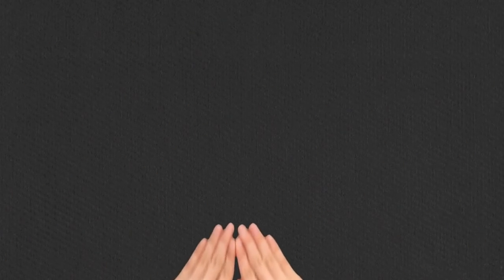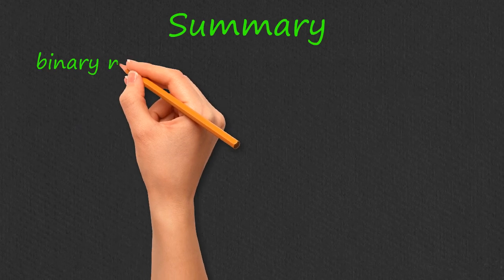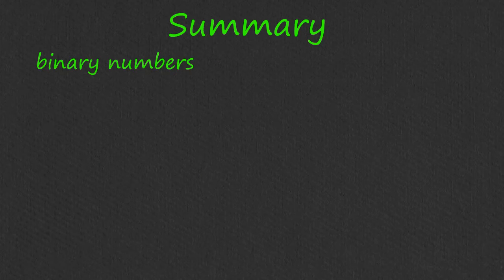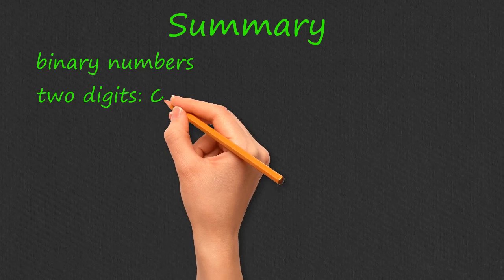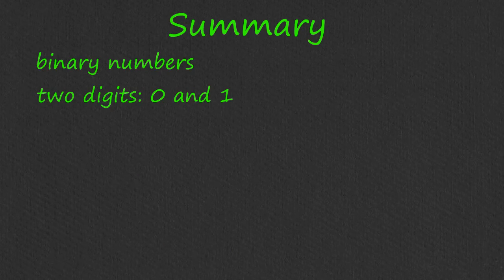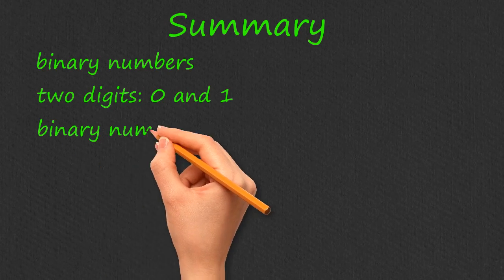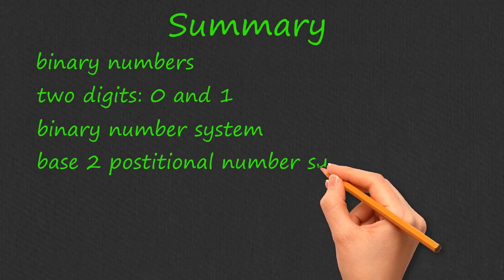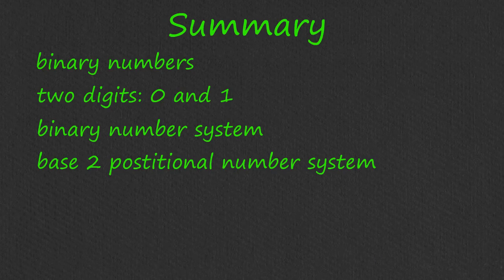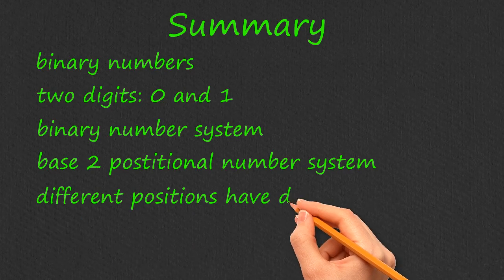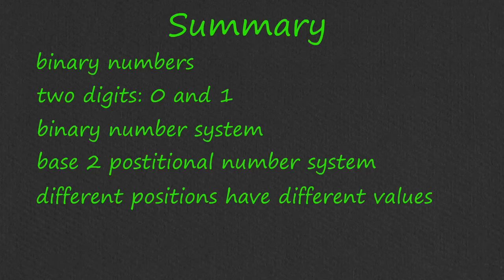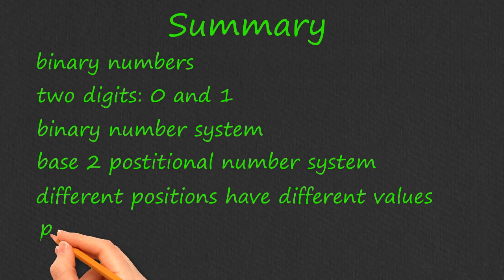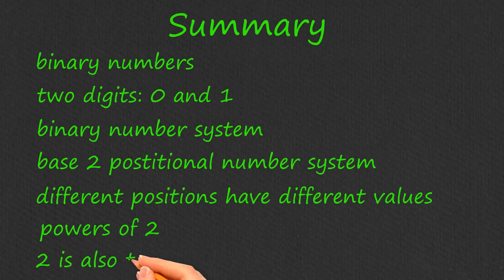Now it is time to revise what we've done in this video. In this video, we have started to talk about the binary numbers. We have established that binary numbers are numbers that use 2 digits, 0 and 1. We have modified the decimal number system's definition for the binary number system, which states that the binary number system is a base 2 positional number system. Then we discussed that positional still means that different positions in the system carry different values, but in the case of the binary numbers, these values are all powers of 2, which is the base of the binary number system.